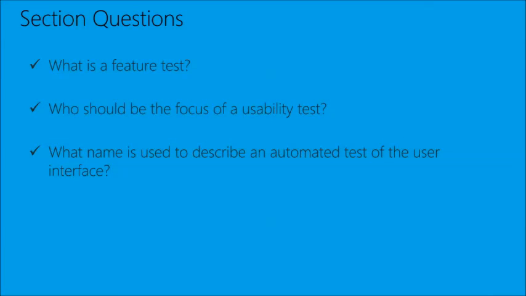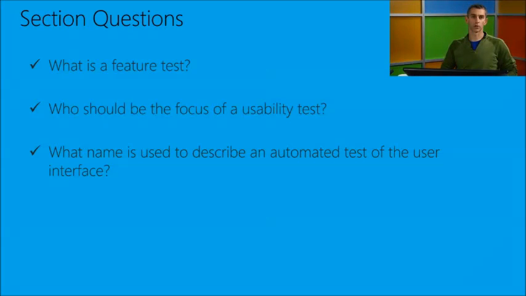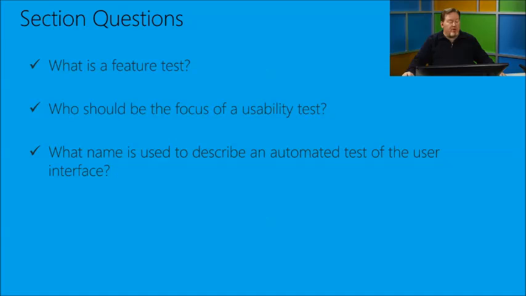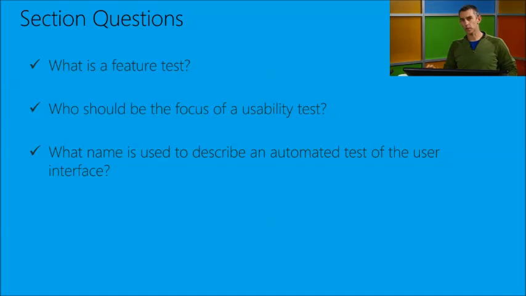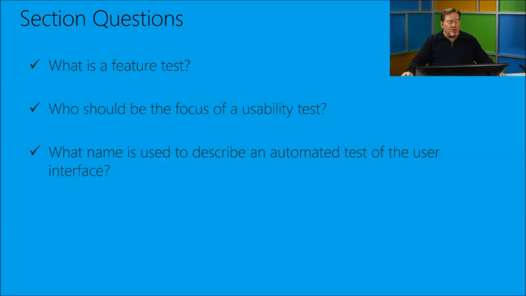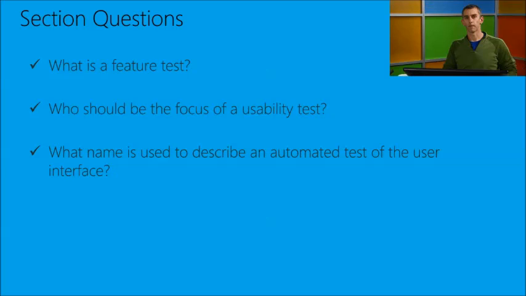So we just finished this part of Module 3. Here are our section questions. First question is, what is a feature test? That's a logical grouping of functionality that you're testing. Okay. Who should be the focus of a usability test? The focus of the usability test is the end user. Okay. And what name is used to describe an automated test of a user interface? That's coded UI. Coded UI test. Great.